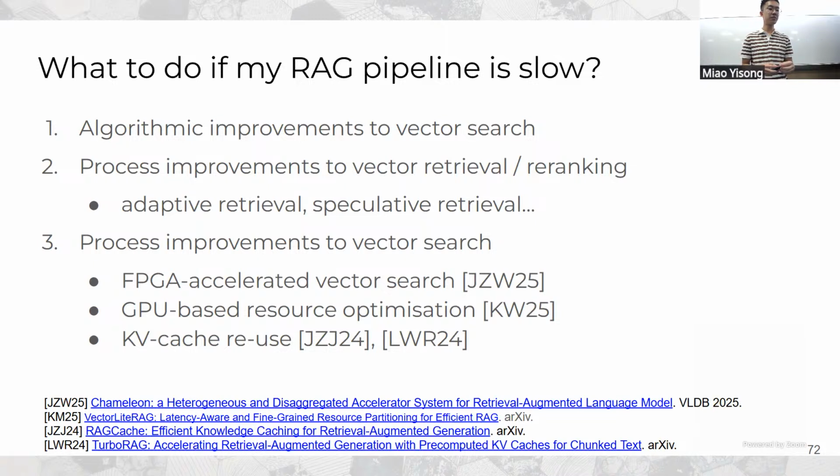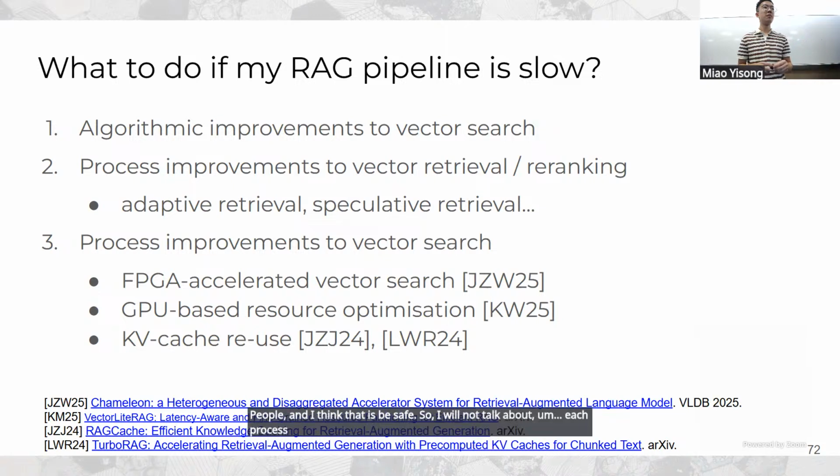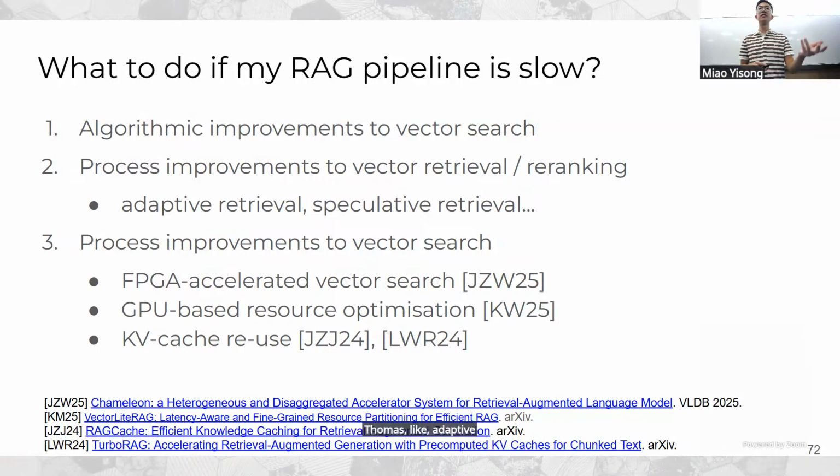A second improvement is to the process of vector retrieval and re-ranking. We have a week dedicated to retrieval and re-ranking, that is week 6. So I will not talk about these process improvements either, but terms like adaptive retrieval or speculative retrieval are all things that you can do to speed up the RAG pipeline.